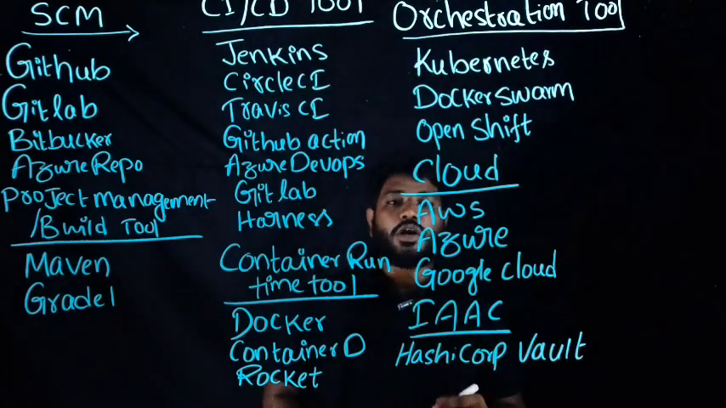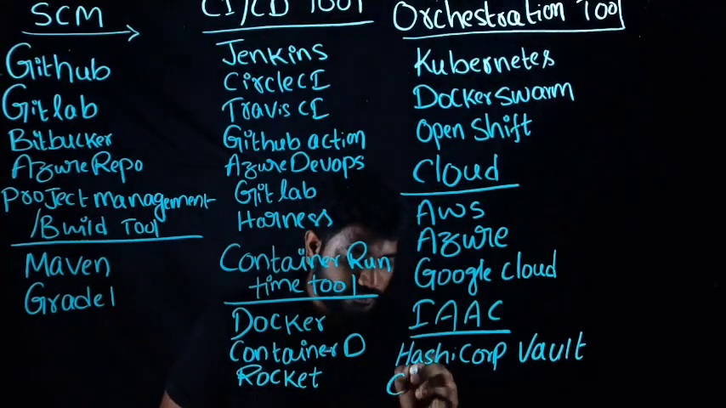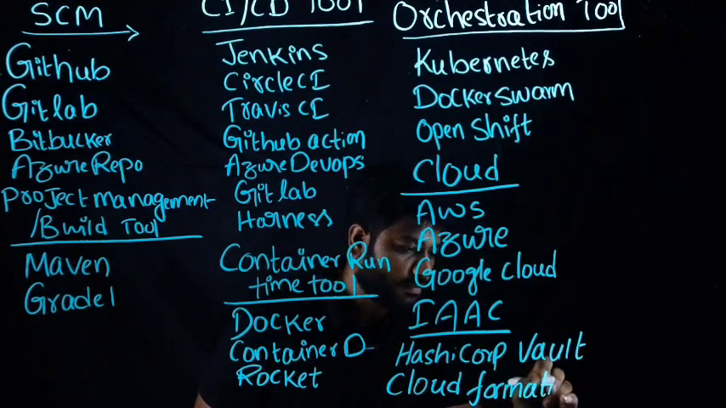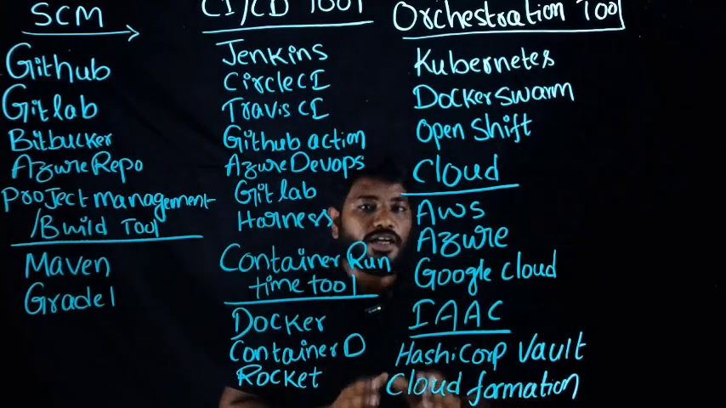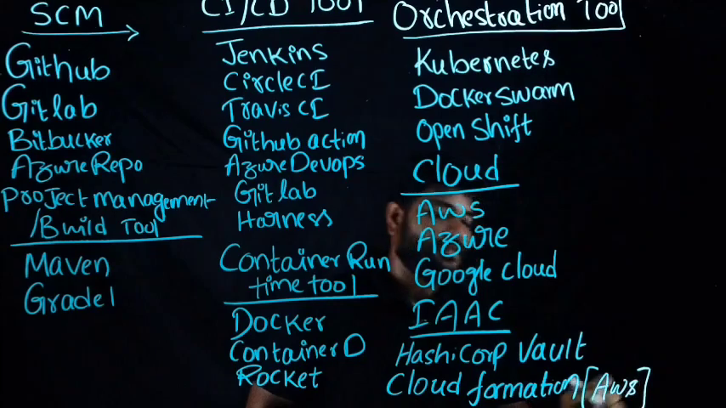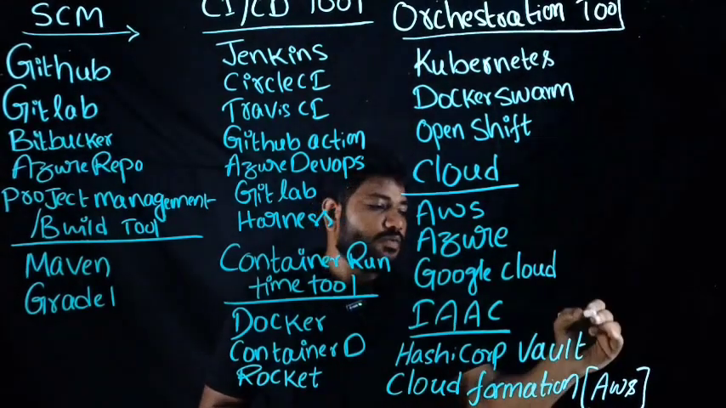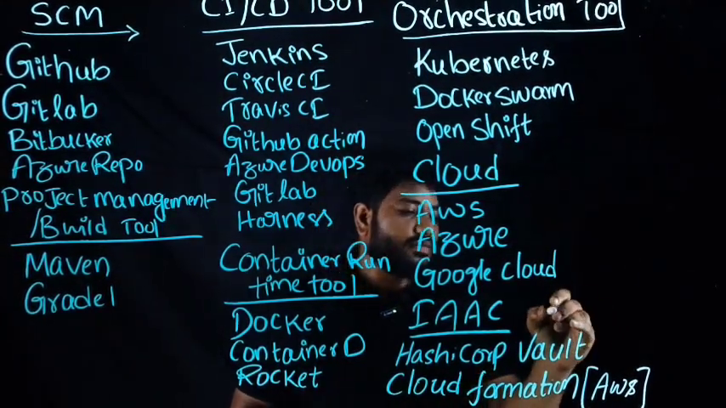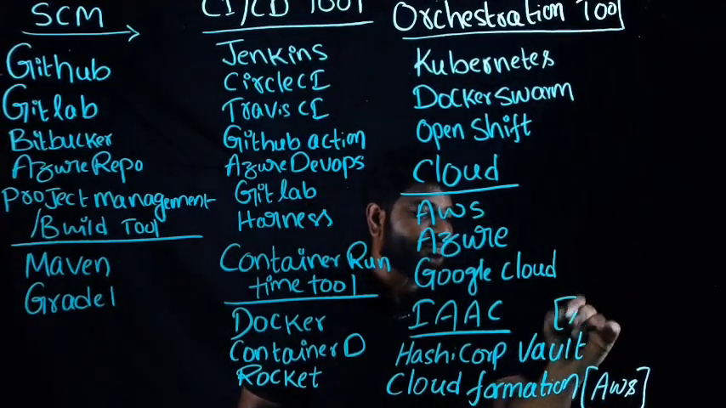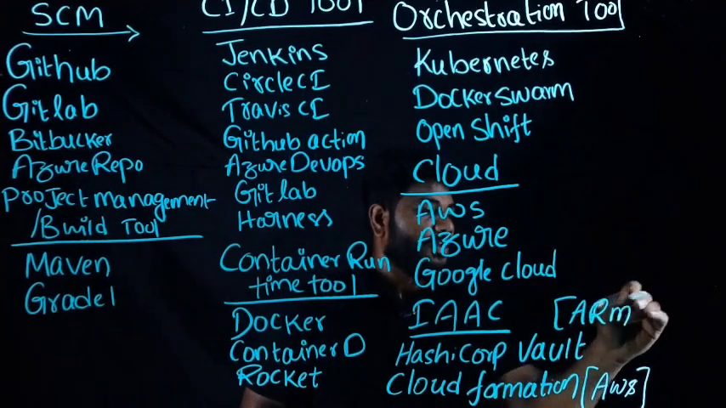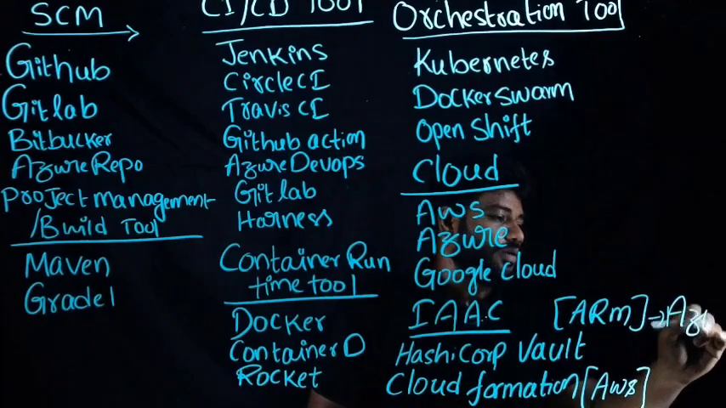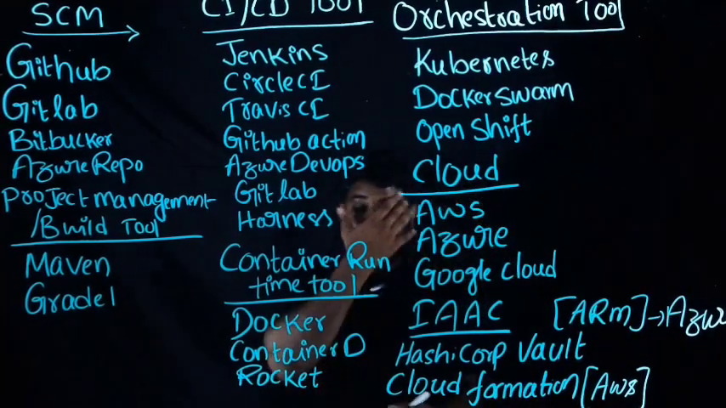So as I mentioned, CloudFormation templates. This CloudFormation is only for AWS. It won't apply for Azure. And the next one, I'm going to write it down here. I have some space issues. So the second one is ARM, which only applies on Azure Cloud.